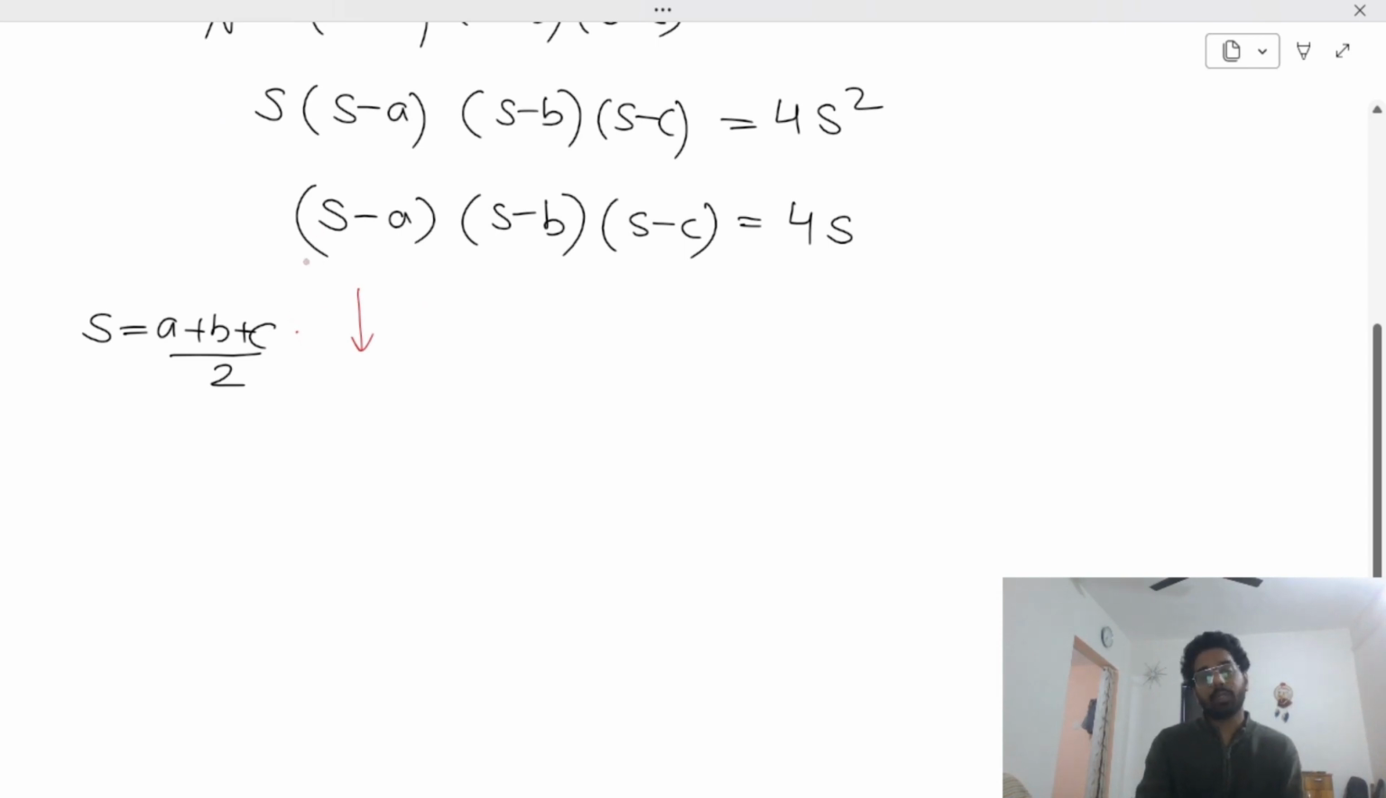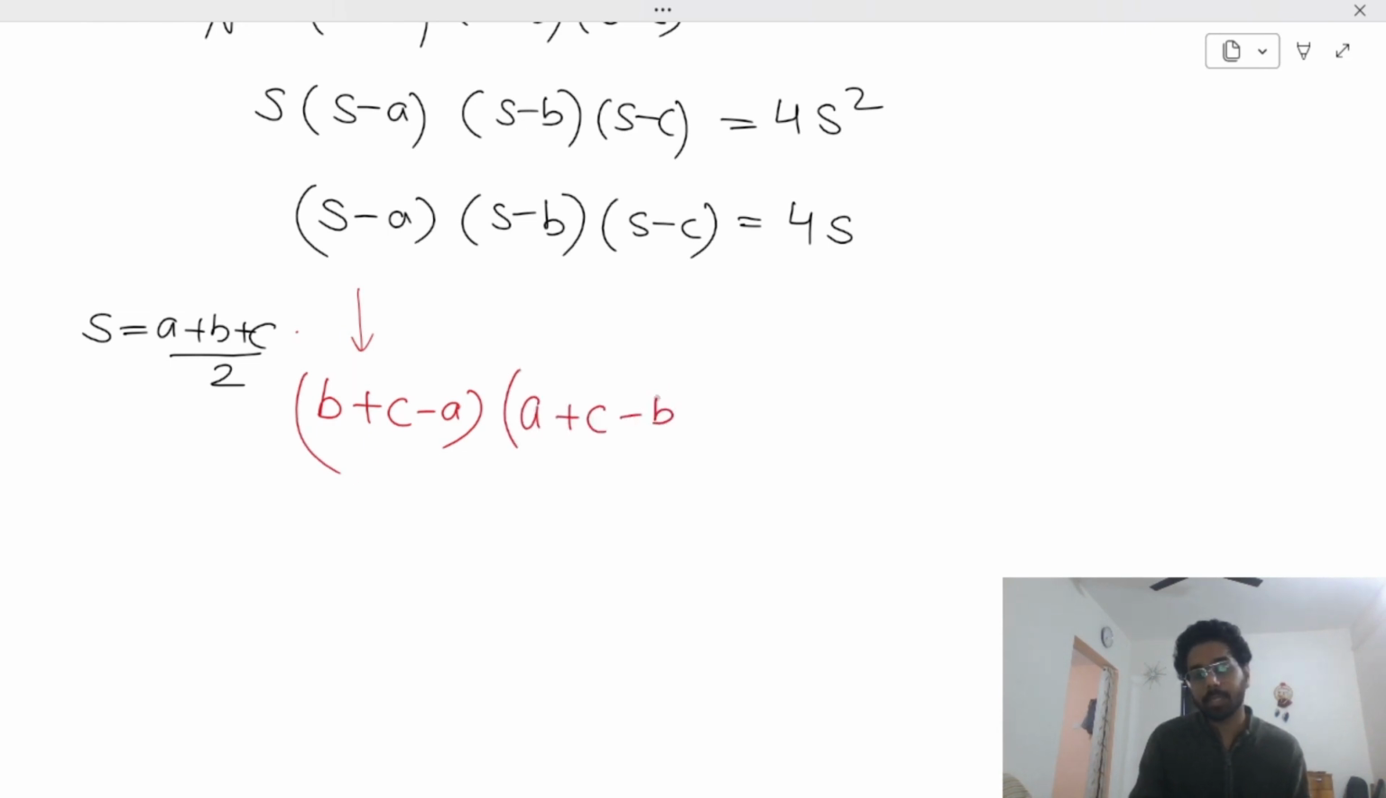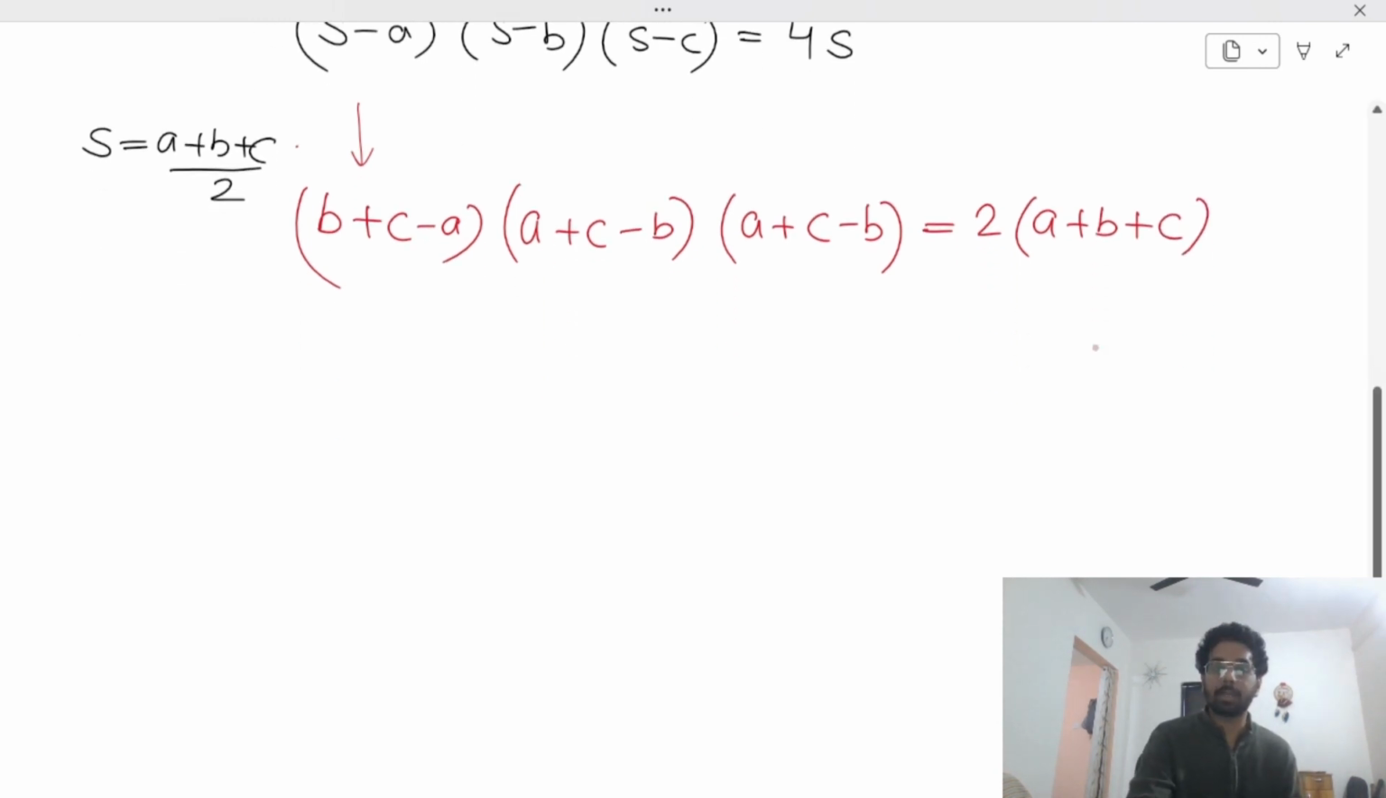So after solving this, I can do it directly: b plus c minus a, and here you will have a plus c minus b, and here you will have a plus b minus c, is equal to 4s, so I can write this as 2 into a plus b plus c, converting everything in terms of a, b, c.